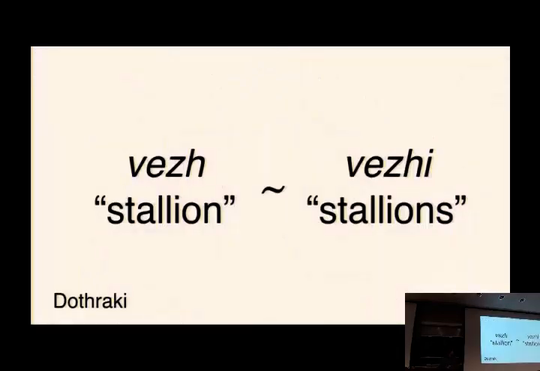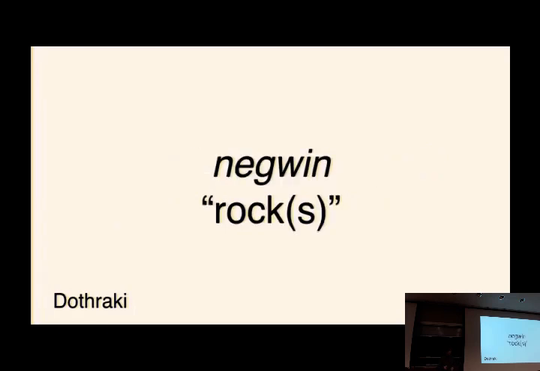So vej is stallion, veji is stallions, because these are animate. Animates get plurals, but inanimates don't. So neguin is rock or rocks. There's just no singular plural distinction for inanimate nouns. You can think of these as basically two genders, animate and inanimate.